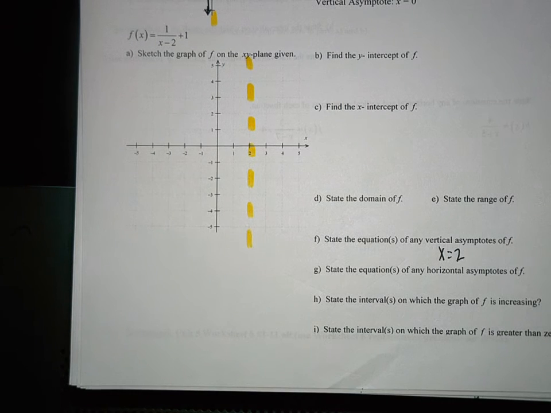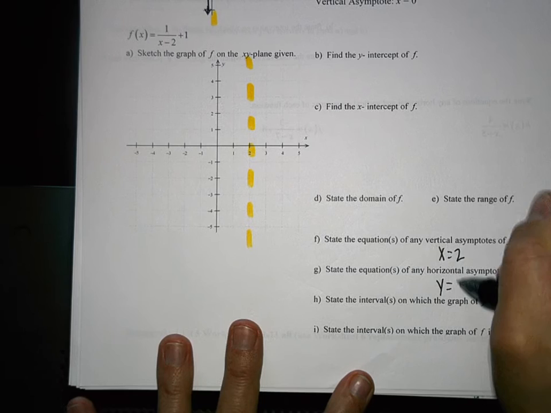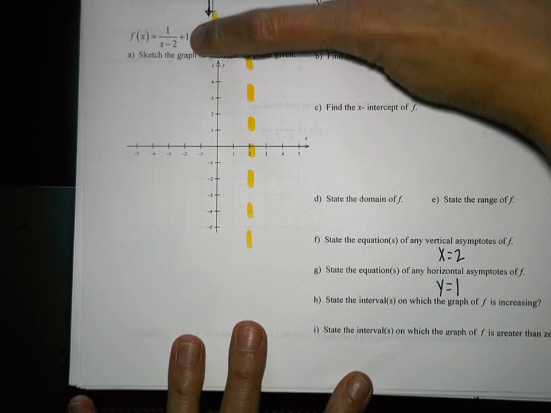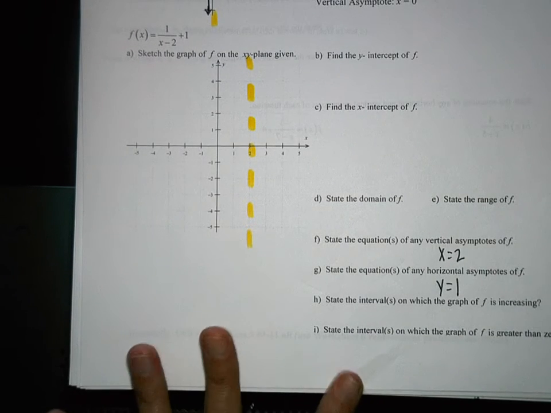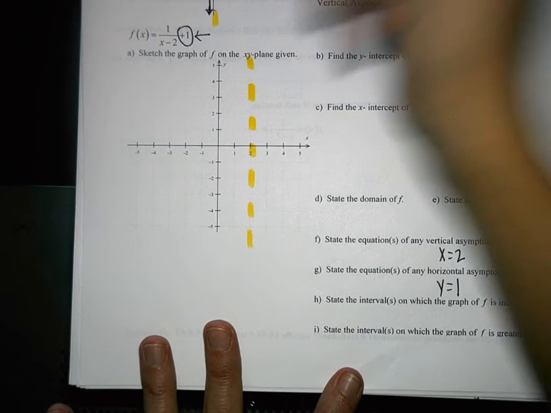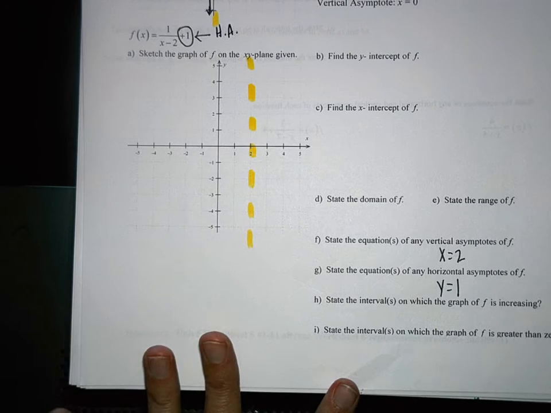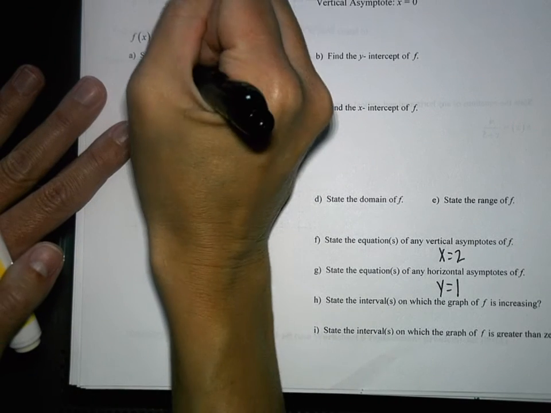Okay, and what would be my horizontal asymptote on this one? Y equals 1 is correct. And again, that's coming from the value here at the end. That right there is your horizontal asymptote. The vertical asymptote came from down here.